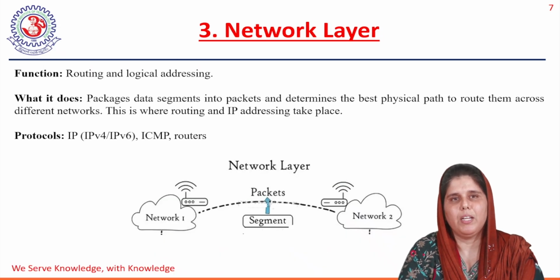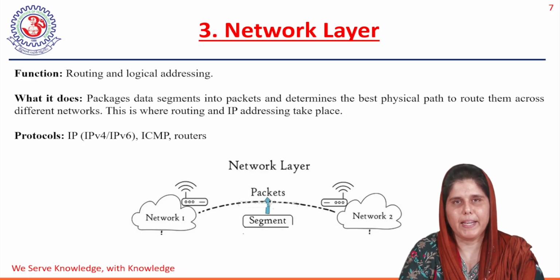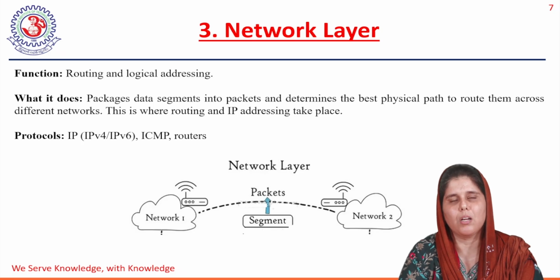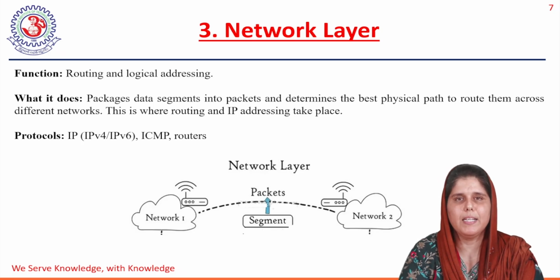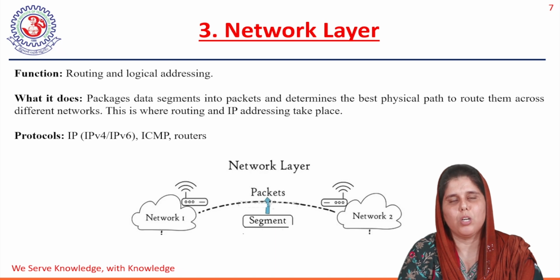The next layer is the network layer. In the network layer, routing and logical addressing take place. It packages data segments into packets and determines the best physical path to route them across different networks. This is where routing and IP addressing take place. Various protocols used in the network layer are the IP protocol, that is version 4 and version 6, and next one is ICMP, Internet Control Message Protocol, and routers. Routers are also used in this network layer.